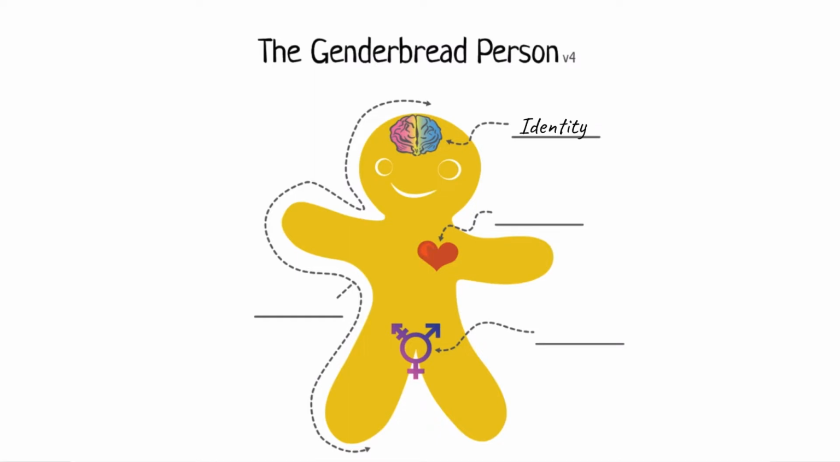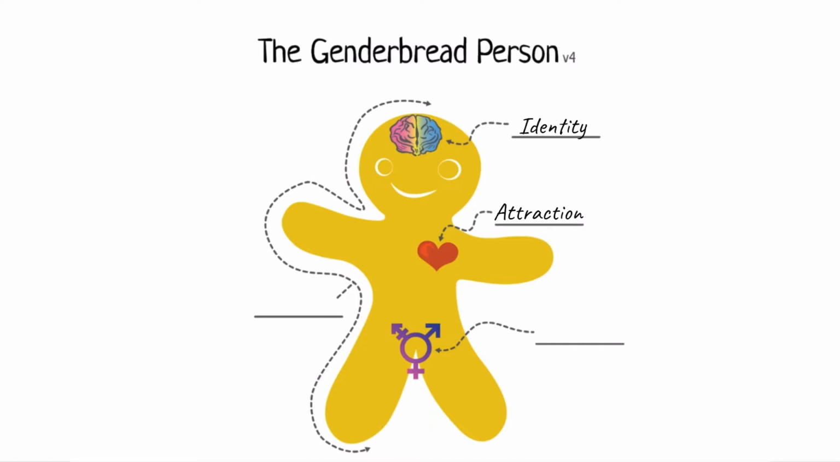On the line below that, pointing to the heart, we can write attraction. Attraction is the different ways we feel pulled to other people, often categorized based on our gender and the gender of those we feel drawn to. This categorization is referred to as sexual orientation.